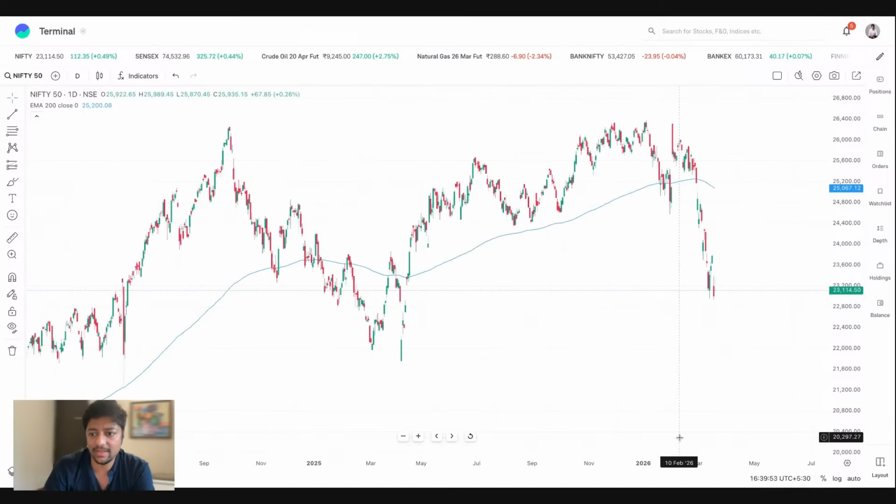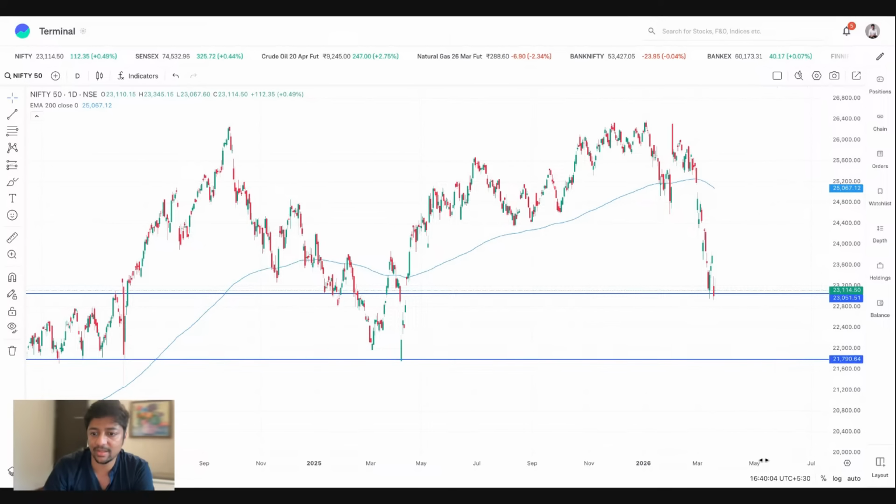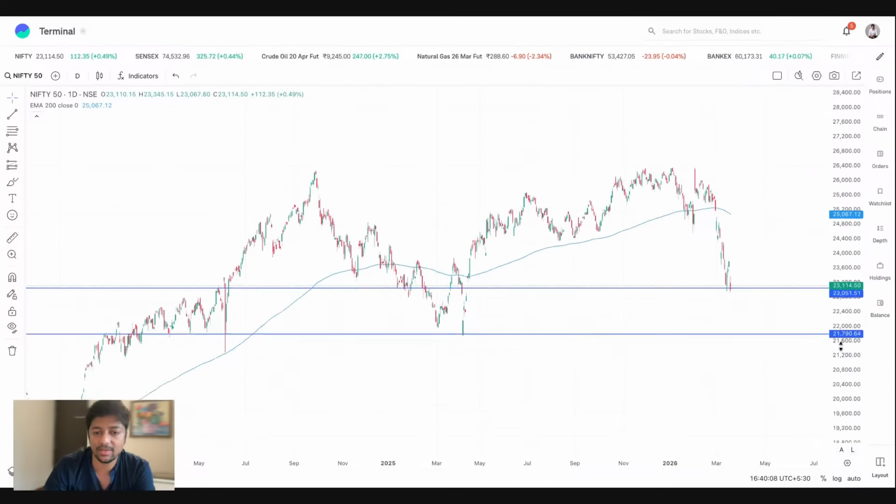Now coming to key levels. We are at 23,000 right now, which is a very good zone. It is taking some support on this. But if that breaks, the next support looks like it is 21,800. As you can see here very clearly on the long-term chart.